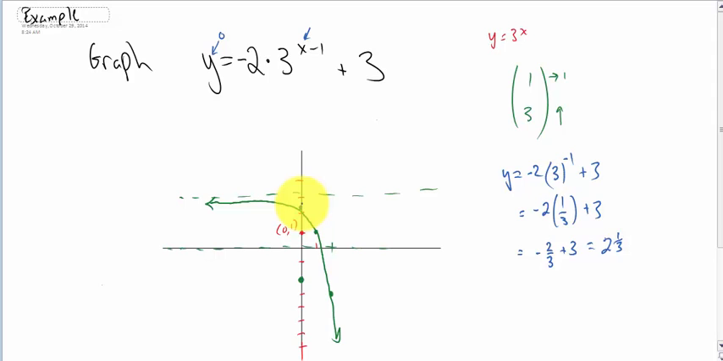To find the x-intercept, it's going to be a bit more involved. At this point, we would need to use our graphing calculator to do this, or if we have knowledge of logarithms, we could go that way.